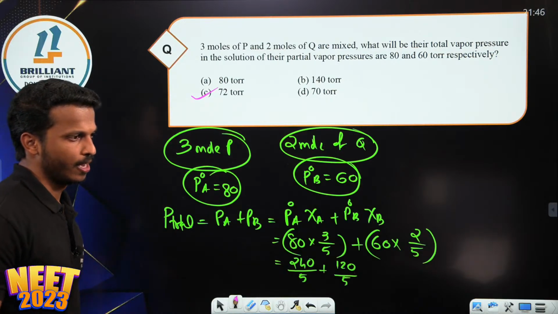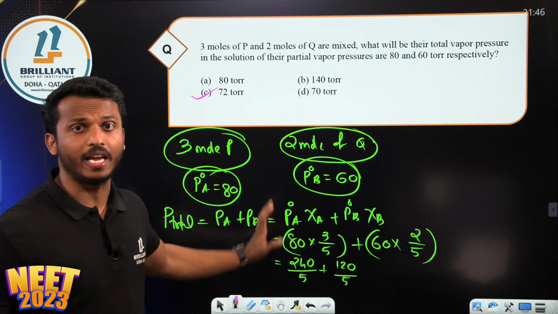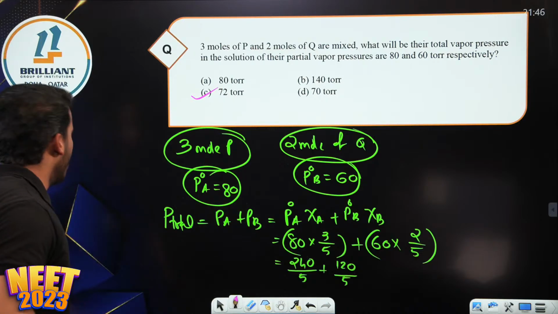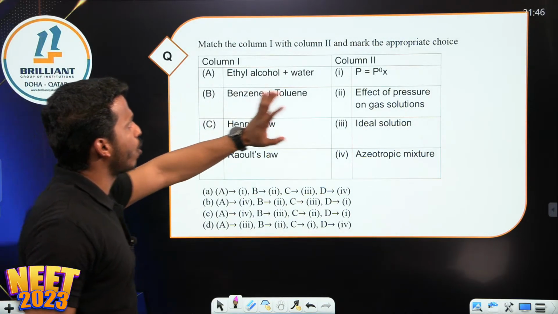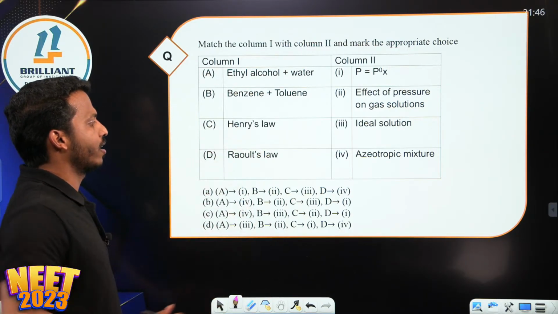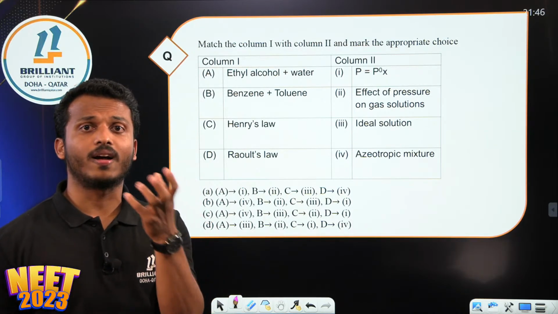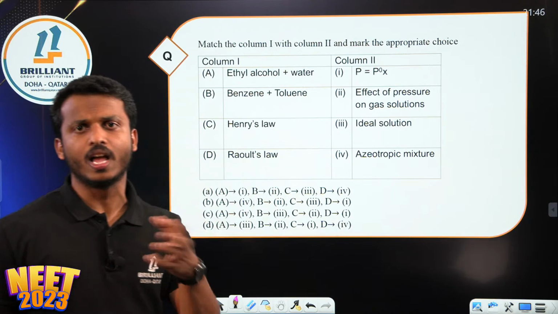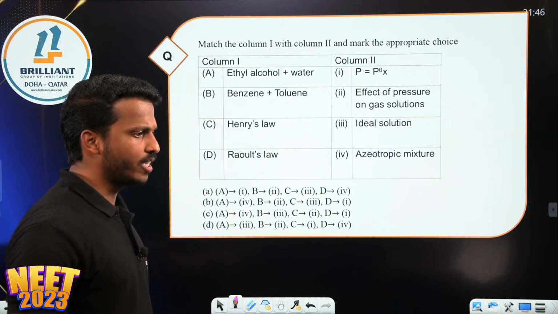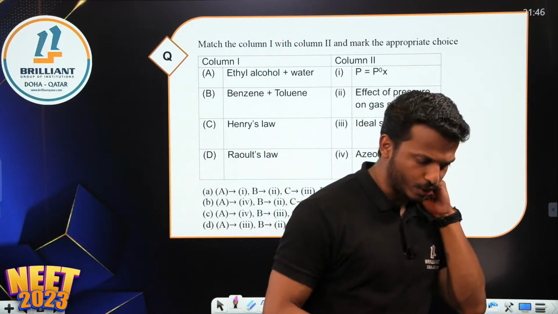72 torr. Okay, so this is related to which one, dear all? Raoult's law, where P total is equal to PA plus PB, that is P naught A into chi A plus P naught B into chi B. Careful. Next one. Match column 1 with column 2, mark the appropriate choice. All of you match the following and give the correct answer. Here, maybe from the first option itself we can find the answer. Some of them will be very close, only one they will change. So careful. What is the correct answer in this question?